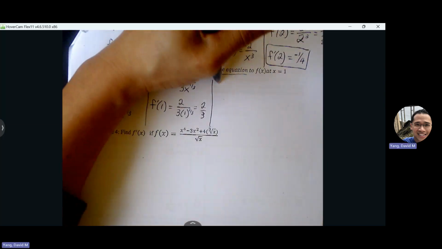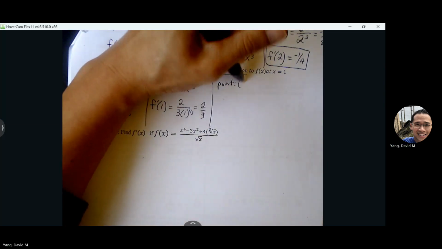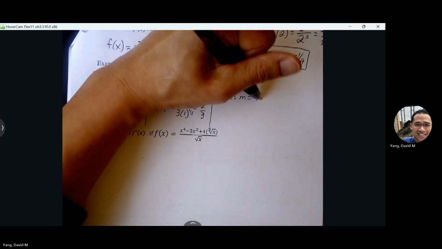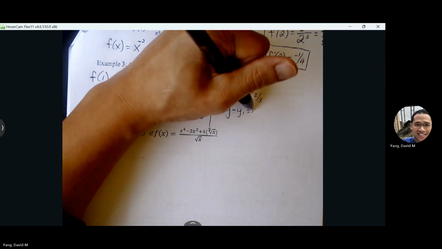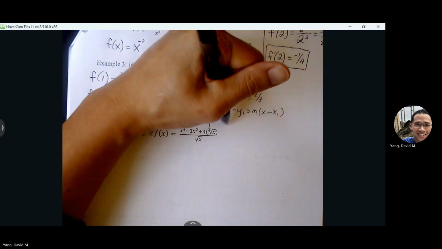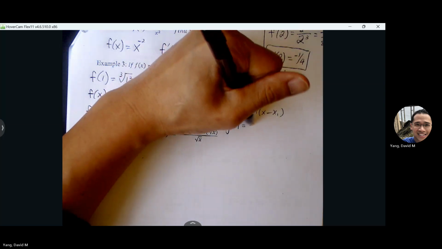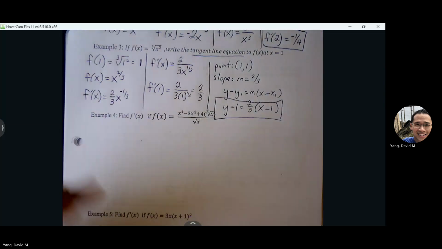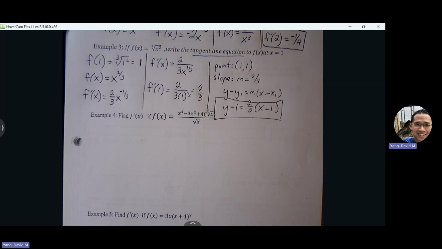All right, I have everything that I need. I have my point. I have my slope. Now I'll just put it into point slope form. Okay, any questions with 3?